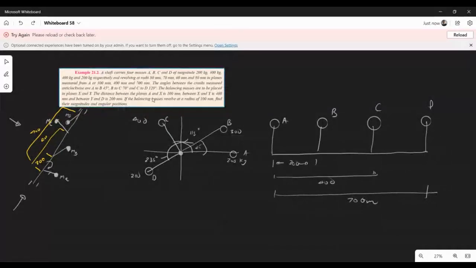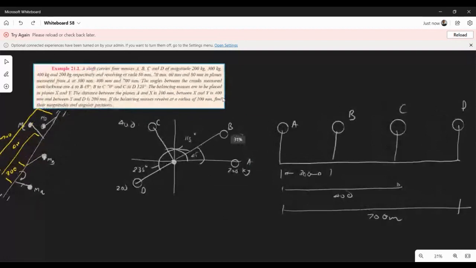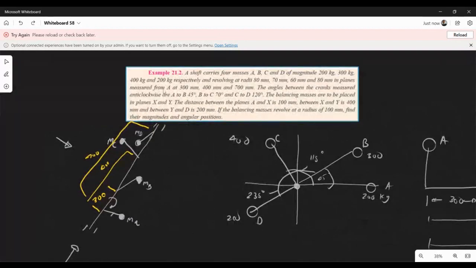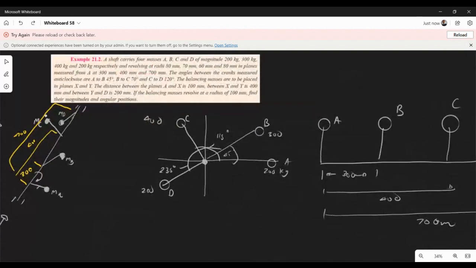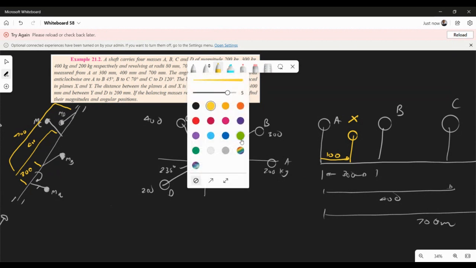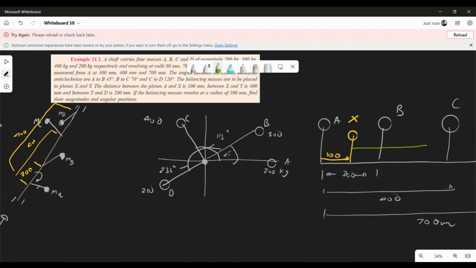Okay. So now the next thing they said, let me go look. The balancing masses are to be placed in planes X and Y. We can call it anything really, M and M, P and Q. The distance between the two planes of A and X is 100. So they're saying that our one balancing mass, which I'll put over here, is somewhere over here. I'll call it X. And it's 100 millimeters away from A. And then they're saying the distance between X and Y is 400. So I'll use another color for that. So X and Y, somewhere there.